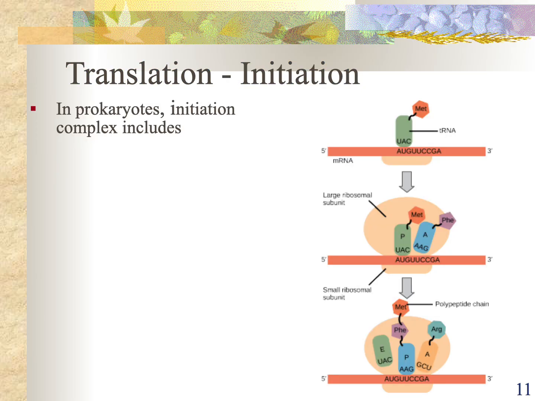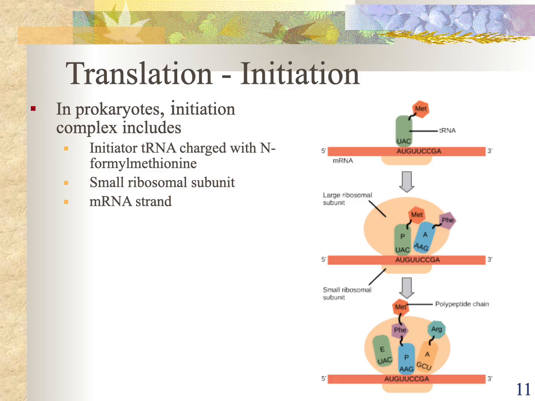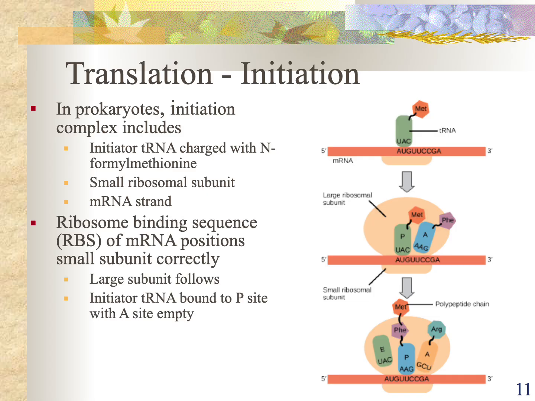Okay, and so in translation, what happens, and I'll go through it first in the prokaryotes, there is a sequence at the beginning of each messenger RNA that includes an AUG. That's the start codon. And that's recognized by the transfer RNA that has an anticodon, UAC, and that's going to bring methionine. This will cause the small ribosomal subunit to attach, and then the large subunit will follow.